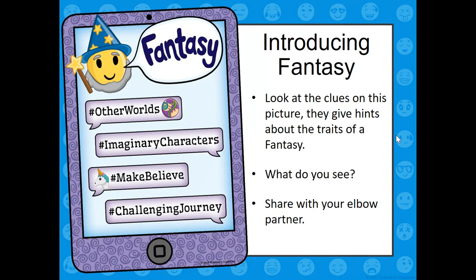All right, introducing fantasy. Look at the clues on this picture. They give hints about the traits of fantasy. What do you see? Okay, so we have hashtag other worlds, hashtag imaginary characters, make believe, and challenging journey. So, what are some of the traits that you think are of a fantasy? What are some traits you notice? What are some things you're going to see in a fantasy genre?